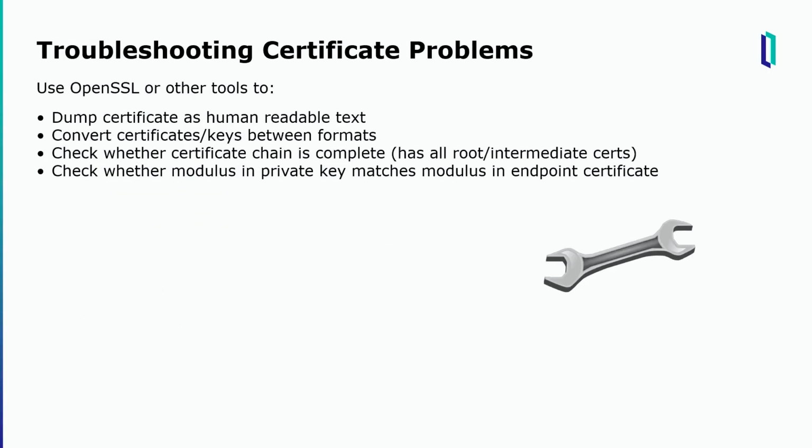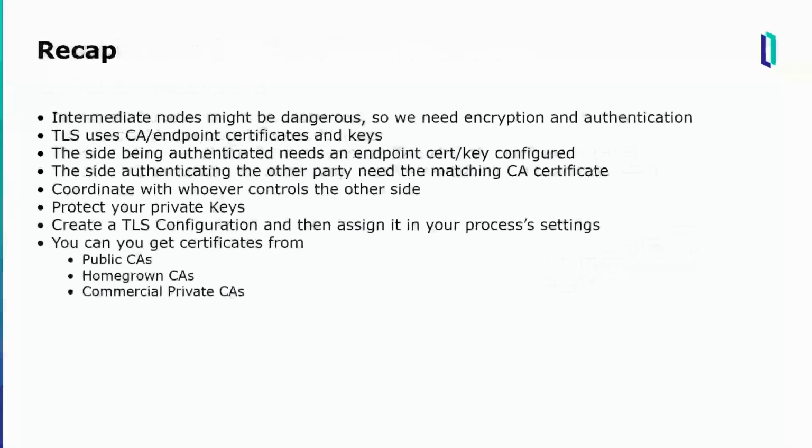Or you can Google these, but I'm just going to tell you things that you should Google. How to dump a certificate as a human readable text. Again, how to convert between formats. How to check whether a certificate chain is complete, that it has all the root and intermediate certs for a given endpoint cert. And how to check the modulus in a private key matches the modulus in the endpoint certificate. Because if you use a cert with the wrong key, that's not going to work.